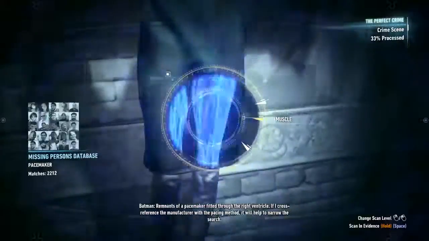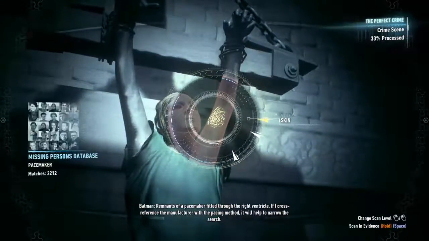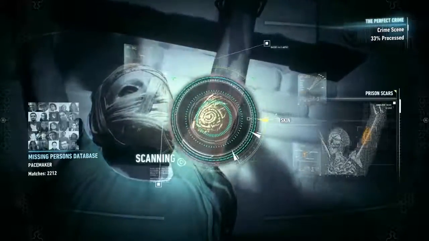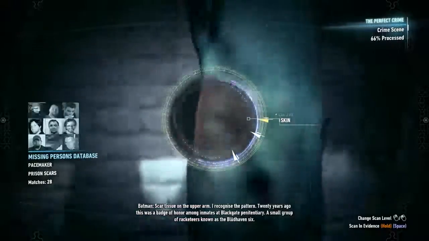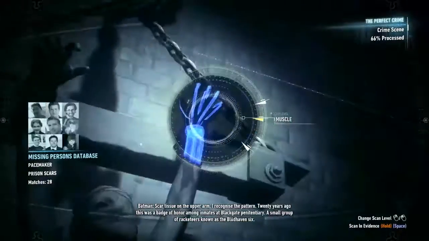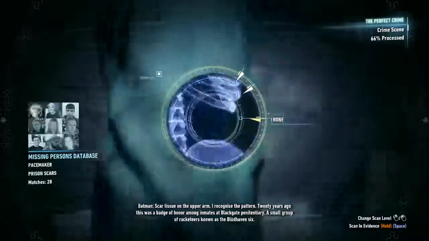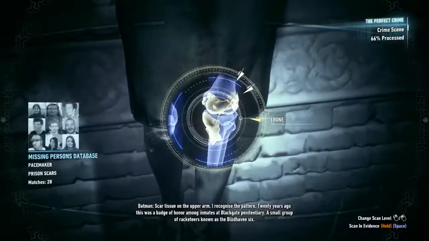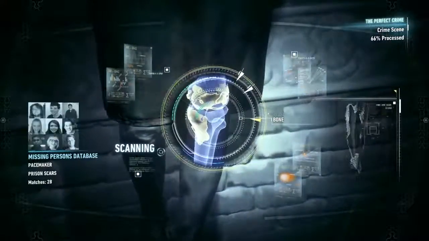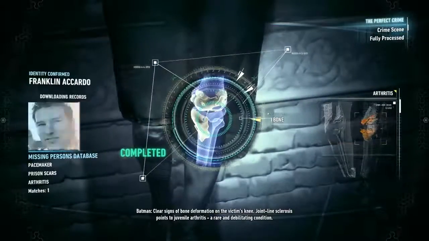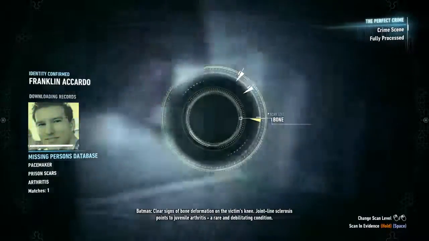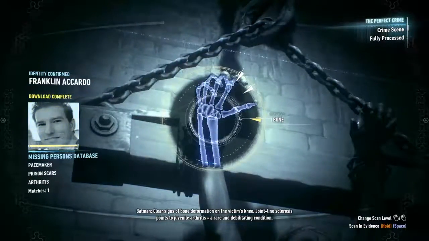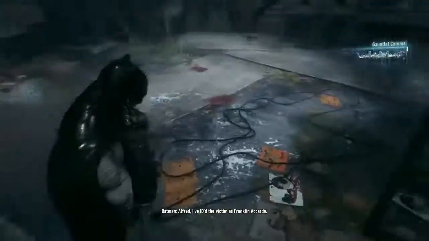Remnants of a pacemaker fitted through the right ventricle. If I cross-reference the manufacturer with the pacing method, it will help to narrow the search. Scar tissue on the upper arm. I recognize the pattern. 20 years ago, this was a badge of honor among inmates at Blackgate Penitentiary. A small group of racketeers known as the Bloodhaven Six. Clear signs of bone deformation on the victim's knee. Joint line sclerosis points to juvenile arthritis, a rare and debilitating condition.